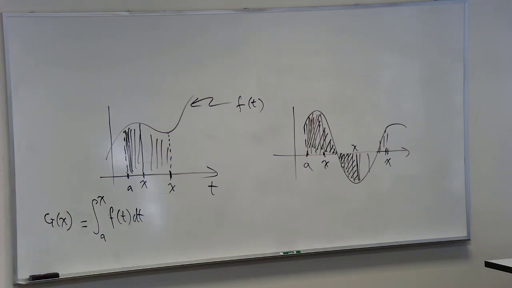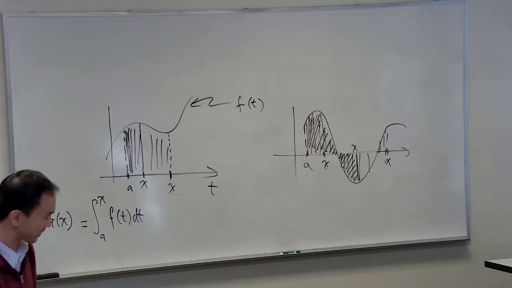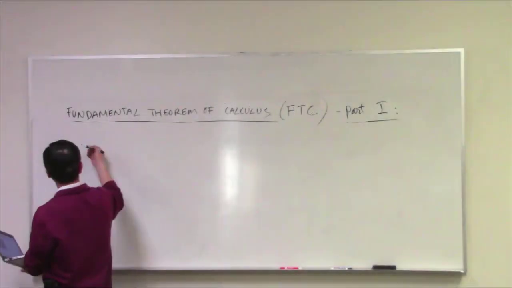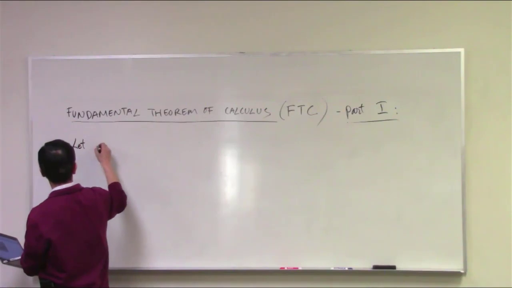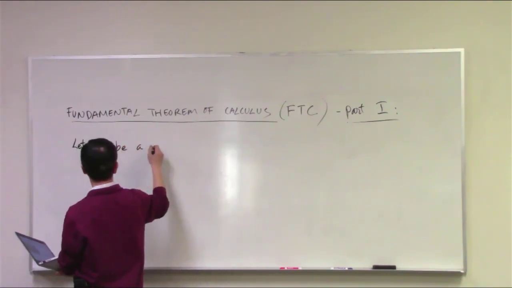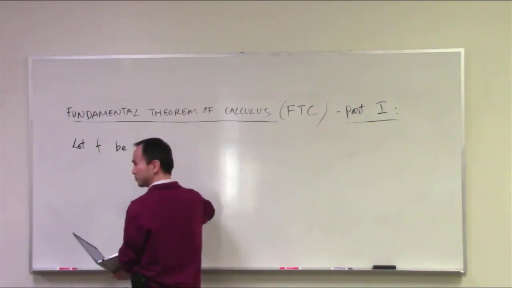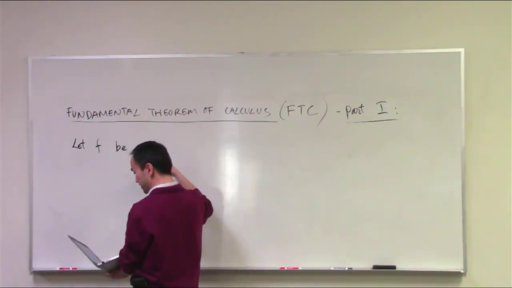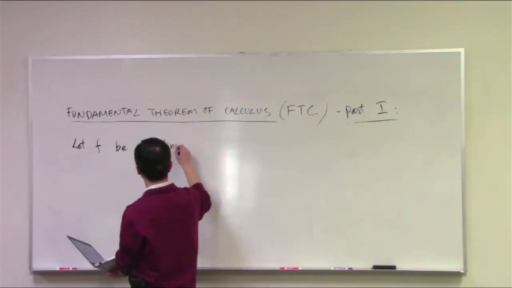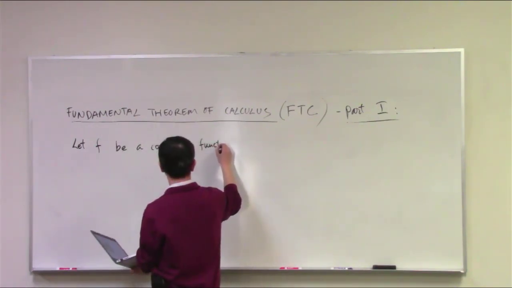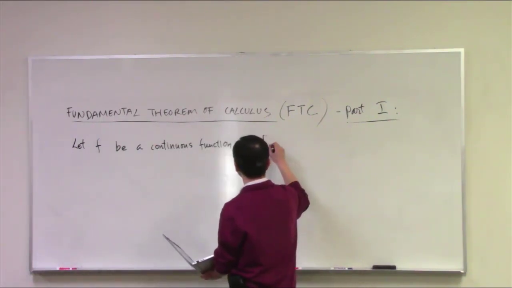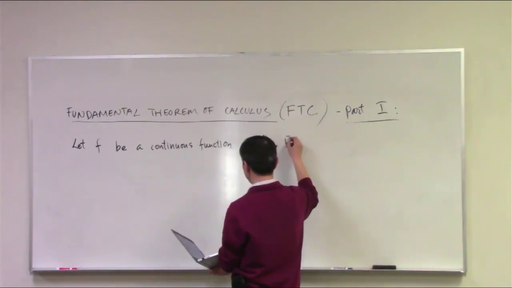Okay? And so, in that way, this is what the fundamental theorem of calculus, part 1 is saying. Okay, so, let f be a continuous function on some interval. So, I'm purposely letting go of the variables. Naming of the variable does not matter. Let f be a continuous function on some interval, a, b.